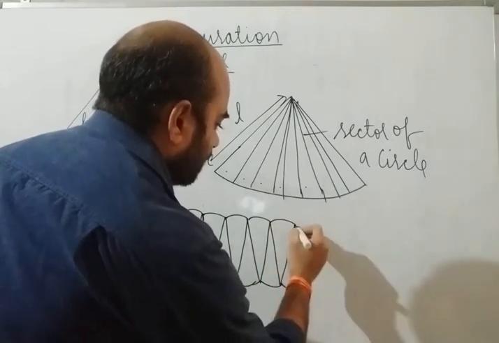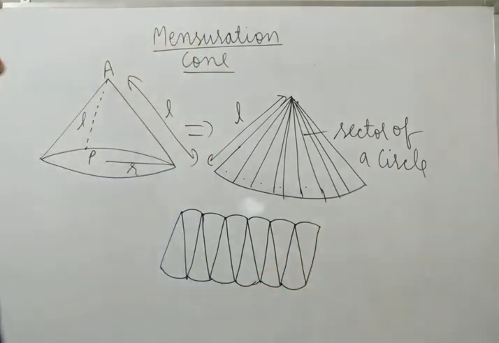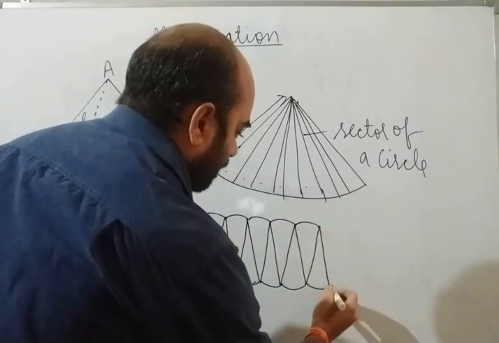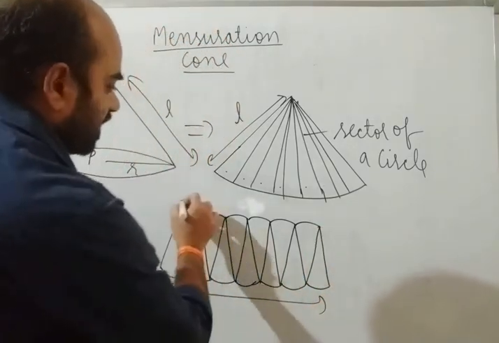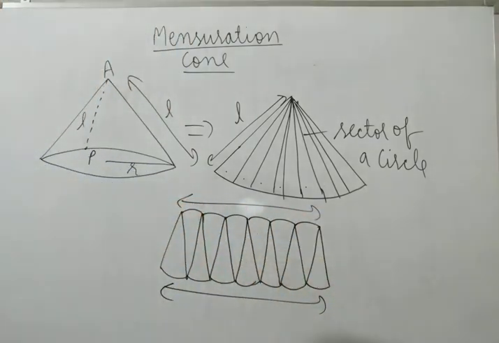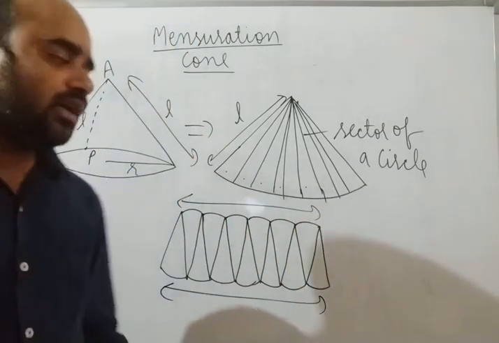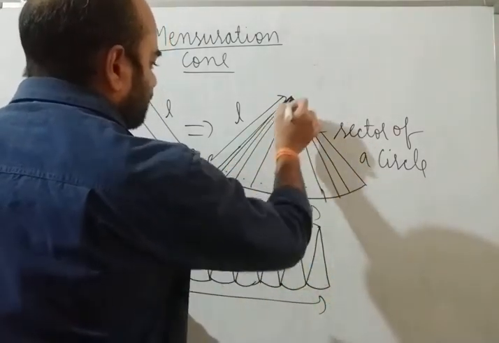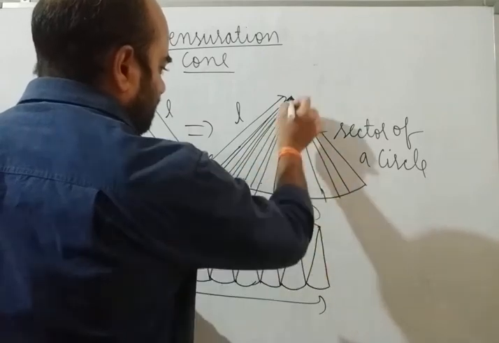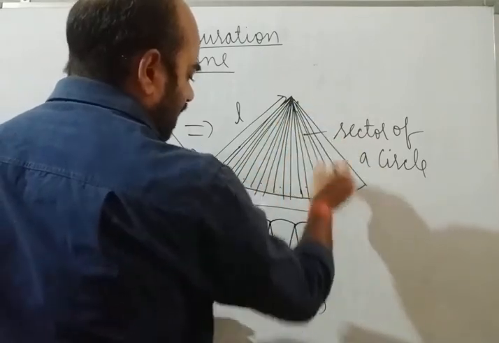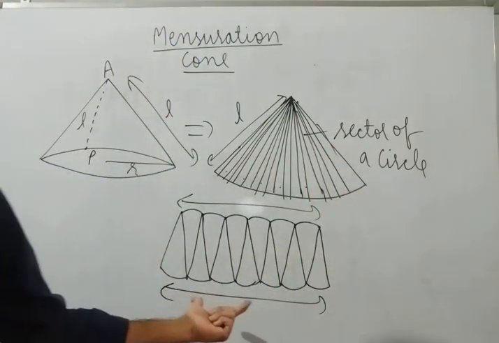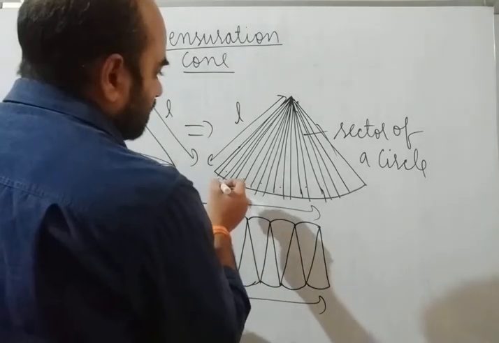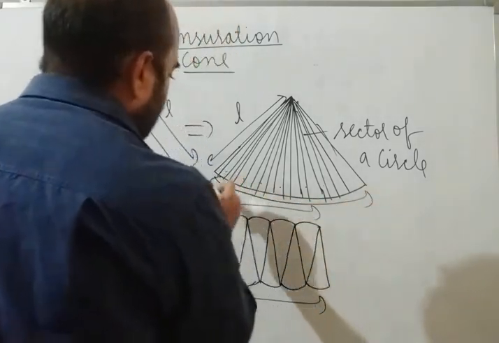Like this you will arrange, correct? So after that you can see this is approximately a rectangle, not exactly but approximately. This will become a rectangle when it is divided into very small pieces, correct? Then after arranging, that will become a rectangle. Now you will see what this length is. Can you tell me what this length is?